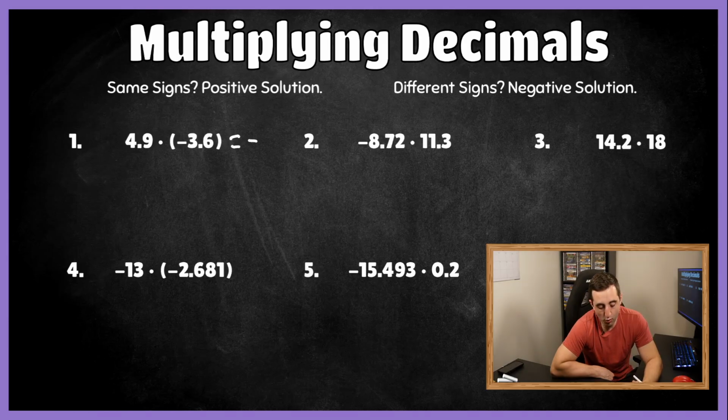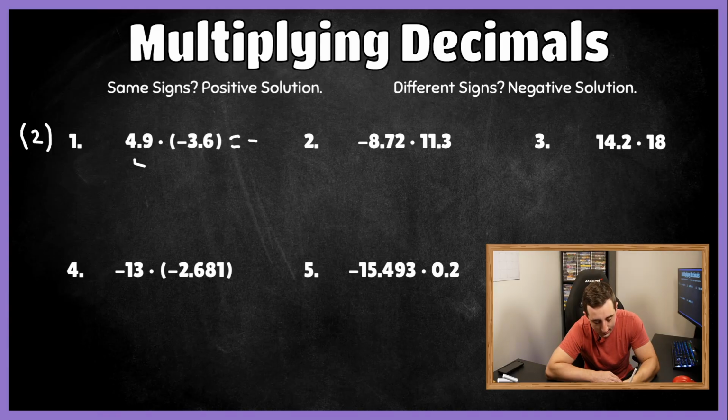So 4.9 has one number behind the decimal point, and 3.6 has one number behind the decimal point as well. So there's two numbers in total that are behind the decimal points. And all I'm going to do is put this number to the side in parentheses. And then all I'm going to do is rewrite the problem, not including the decimal points anymore. So we have 49 times negative 36.